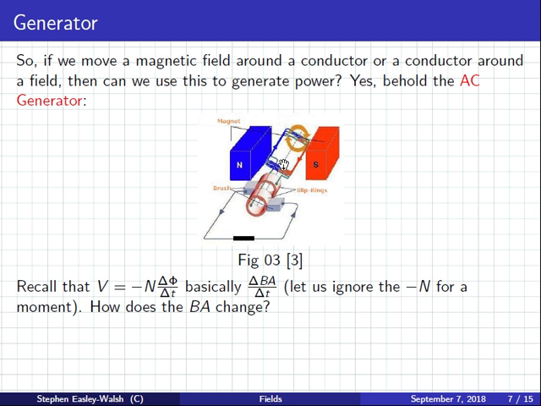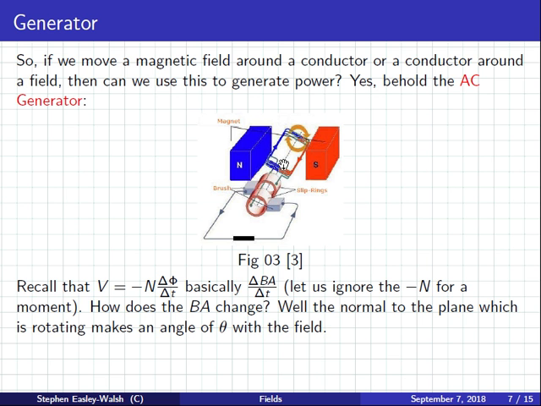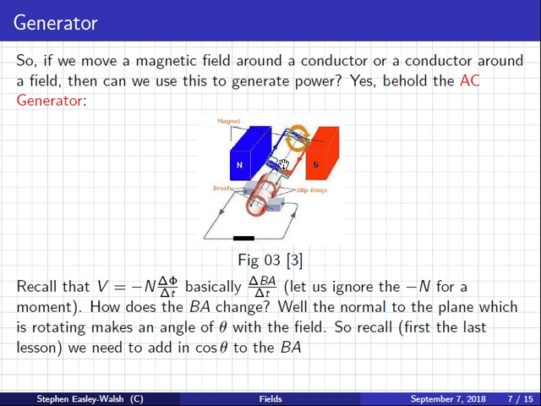So how does the BA change? Well, the normal to the plane, which is rotating, makes an angle theta with the field. So we need to add a cos theta to the BA. I don't know if we talked about cos theta in the last lesson. Maybe I skipped over that slide.